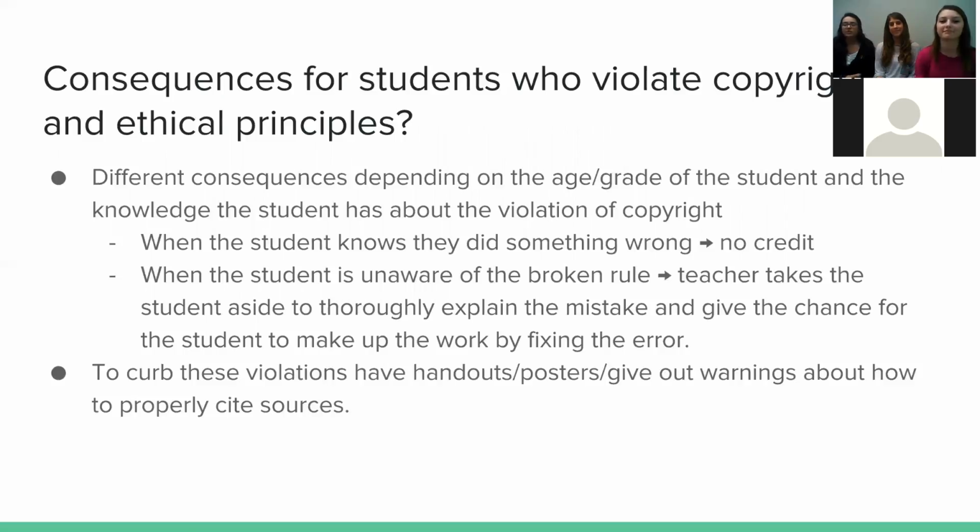And there should be some consequences for students who violate copyright and ethical principles. We think different consequences depending on the age and grade of the student should be enforced. Students our age are obviously going to be more harshly penalized for breaking copyright laws and rules. For elementary students, when the student knows they did something wrong, that they cheated and copied something, they will receive no credit. But when the student is unaware of the broken rule, the teacher takes them aside, thoroughly explains what they did wrong, and gives them a chance to make up the work by fixing it. To curb these violations, have handouts and posters in your classroom, and make sure you give out warnings about how to properly cite sources.